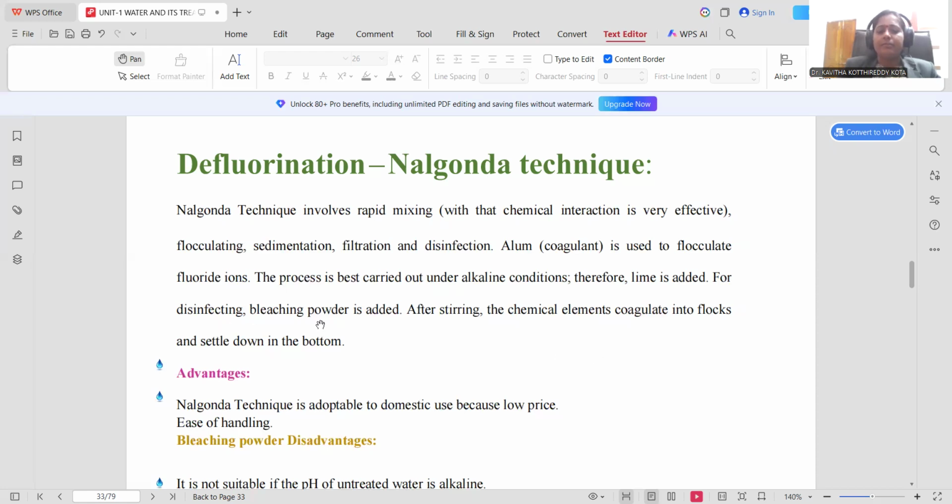For disinfecting, bleaching powder is sufficient. Bleaching powder is calcium oxychloride. Whenever it is added, it releases hypochlorous acid, which is an efficient disinfectant used to kill pathogenic microorganisms. After stirring, the chemical elements are coagulated. The coagulation process is nothing but the tiny particles aggregating, the size being enhanced, and simply being sedimented at the bottom.